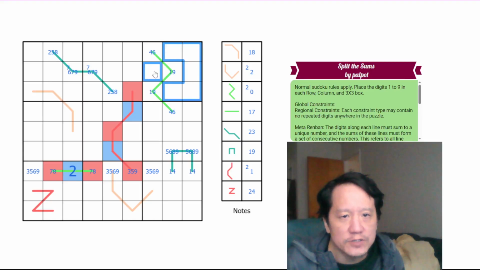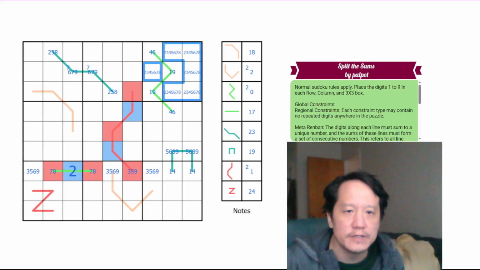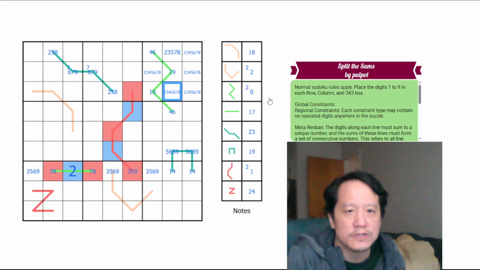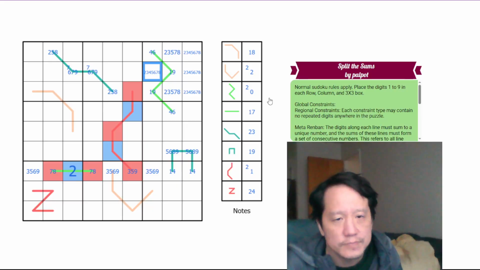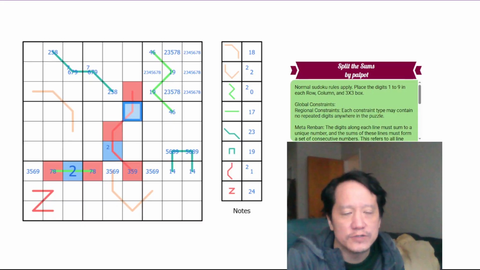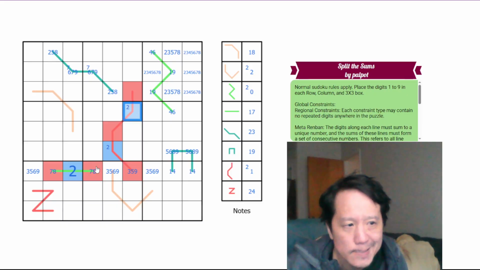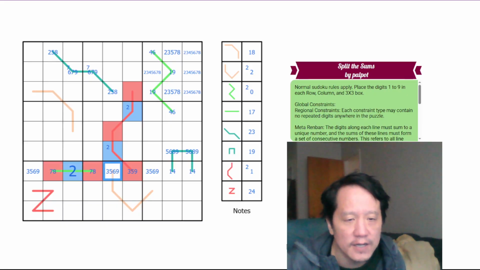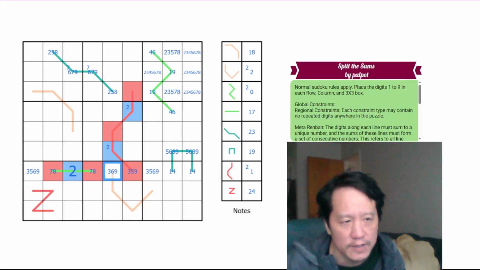Remaining digits in this box are 2 through 8, but these cannot be 4 or 6 because this is going to be 1, 4, or 6. This is going to be the other one. This is even. So the 2 has to be one of these two. We don't know which. So 2 is guaranteed to be one of those. This is 7, 8 as a pair. This cannot have a 5 on the entropy line. So it's 3, 6, or 9 there.